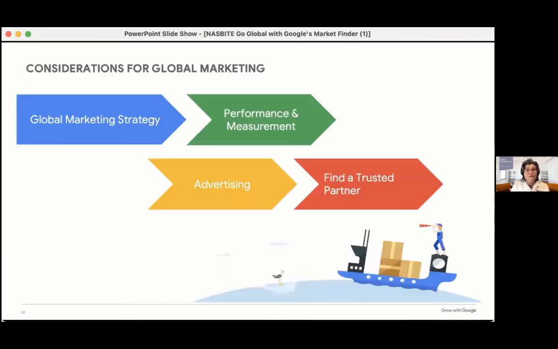the globe. A solid marketing strategy or marketing plan has strategies that help you understand how to measure performance. When you're expanding globally, trusted partners can be key to getting the most out of your marketing plan and advertising plans. In this slide, we show you the considerations for a global marketing strategy: performance and measurement, advertising, and finding a trusted partner.